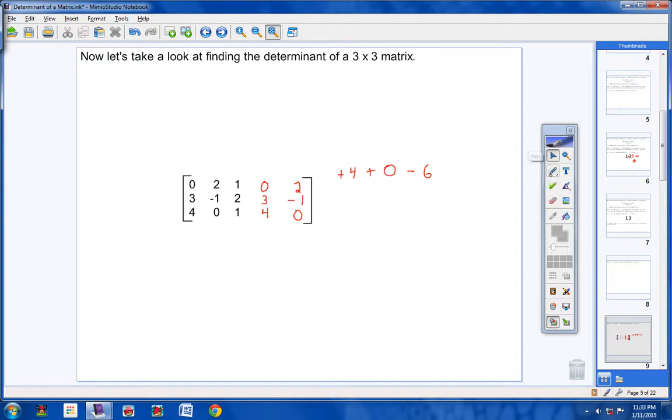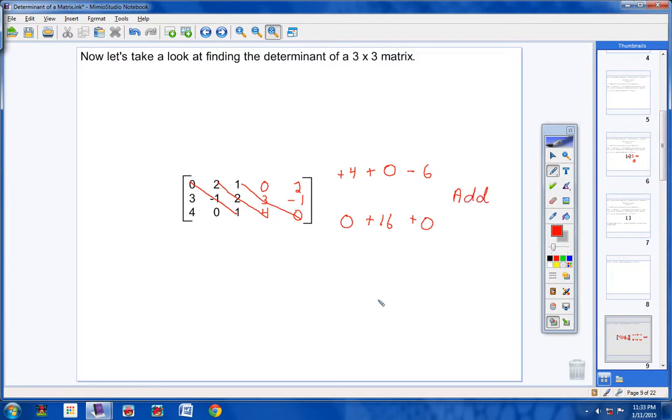Now we're going to multiply down three times and we're not going to change the sign. Multiply these three numbers together and you will get a zero. Multiply these three numbers together and you will get positive 16. Multiply these three numbers together and you will get zero. And now what do you think you do to these six numbers?